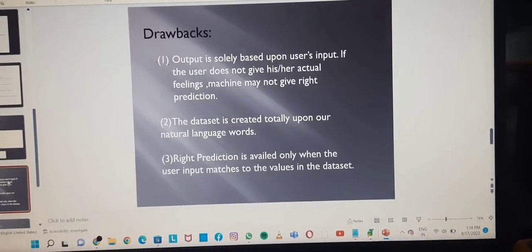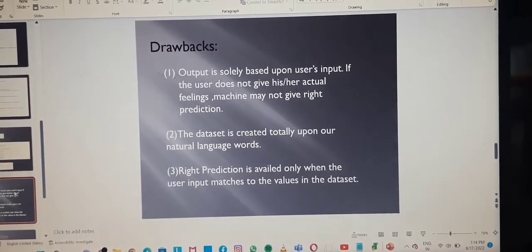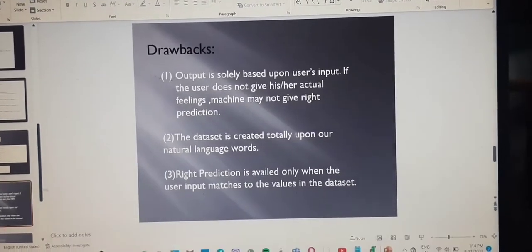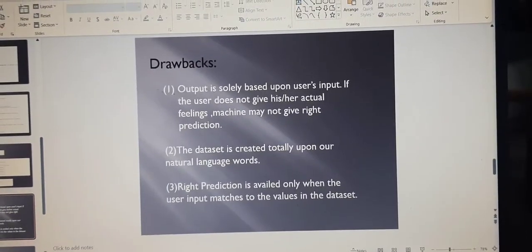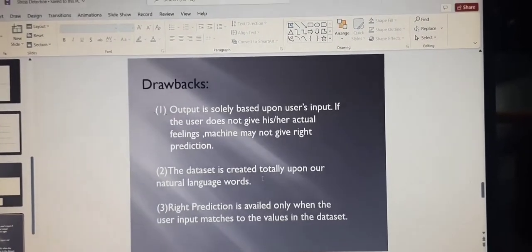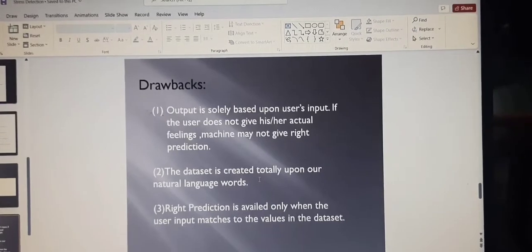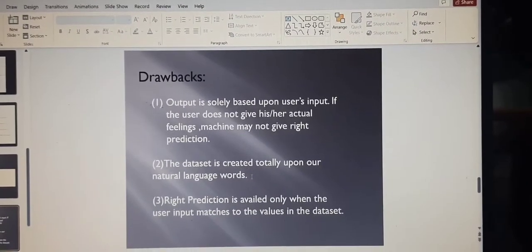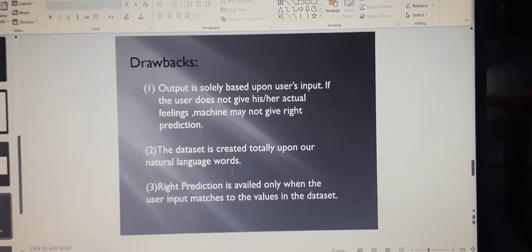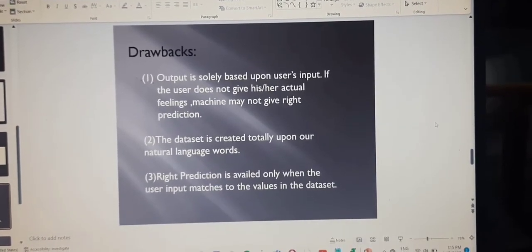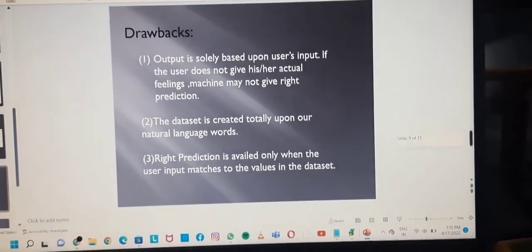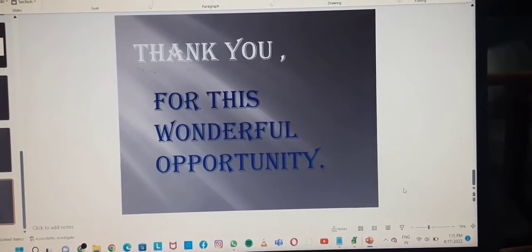That is, the user's input should be truthful because he wants to find out, so he should give his actual feelings, because the machine may not give the right prediction if he lies to the machine. And the dataset is created totally upon natural language words, so no other words should be used. And the right prediction is available only when the user input matches the values in the dataset. Now we're going to take a look through our code.